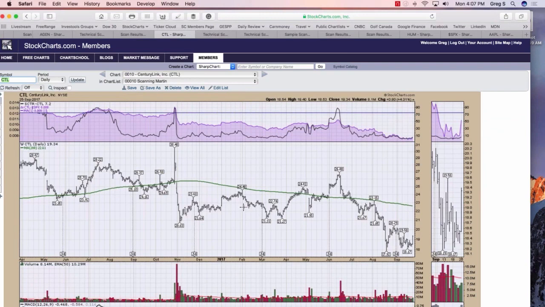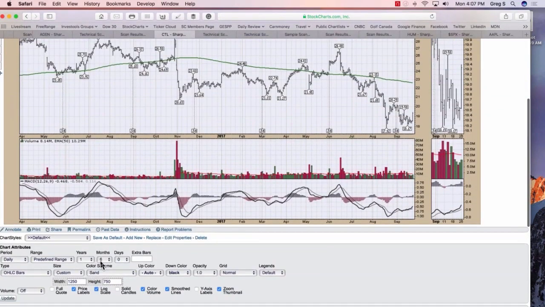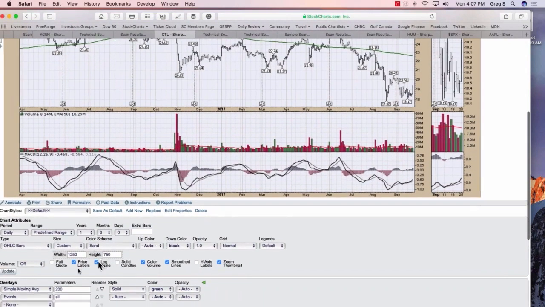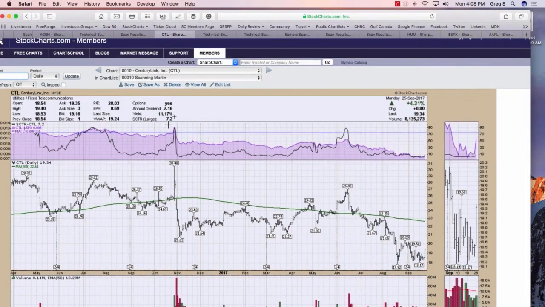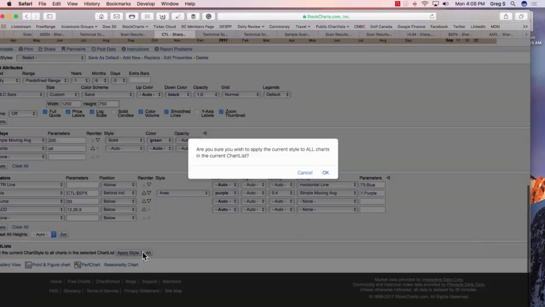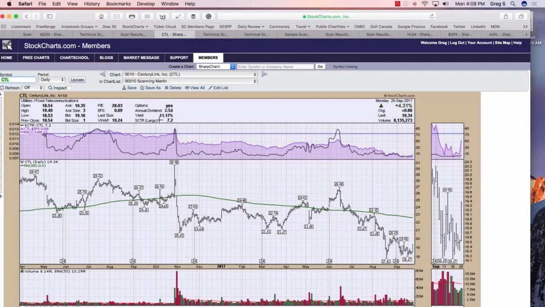Now, we don't know what the yield is here. One of the things we can do is turn on the full quote panel. And what that will do is that will give us this yield information up at the top here. Now, one of the problems is it's only in the first chart. So if we go to the bottom of this page, we can apply this style to all now, and it's going to put the full quote panel on each one of these charts.